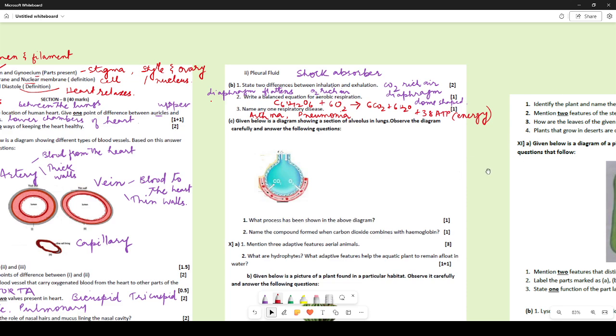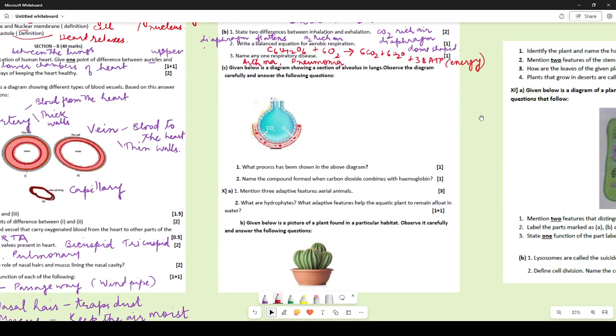Given below is a diagram showing a section of alveolus in lungs. Observe the diagram carefully and answer the following question. What process has been shown over here? So the process that we see over here is the exchange of gases. You can see something coming in, something going out. The exchange of gases is happening.